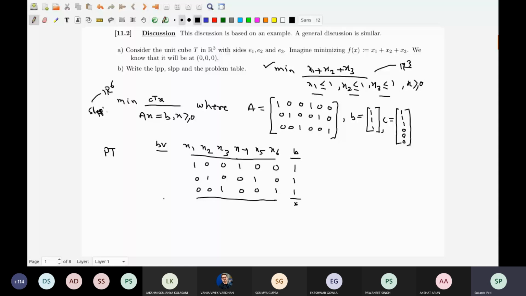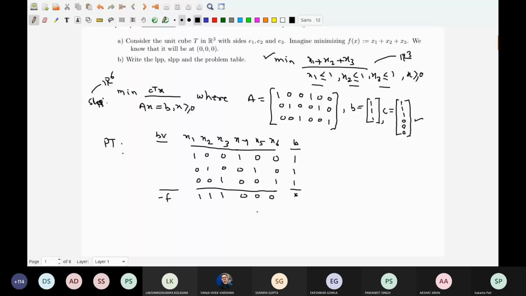So the problem table is a tabular form. It tells very quickly what equations have been given and what we are supposed to minimize. We are minimizing 1 1 1 0 0 0, that is C transpose X. That is the problem table. Okay, fine. Next is, so here I have written the answers. Let me go to this one.